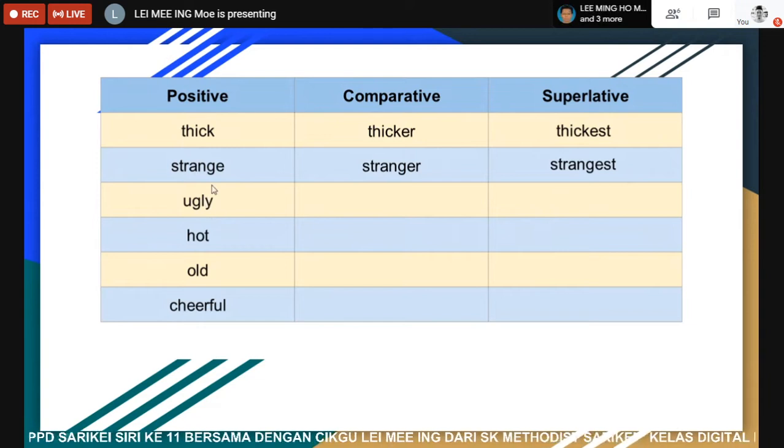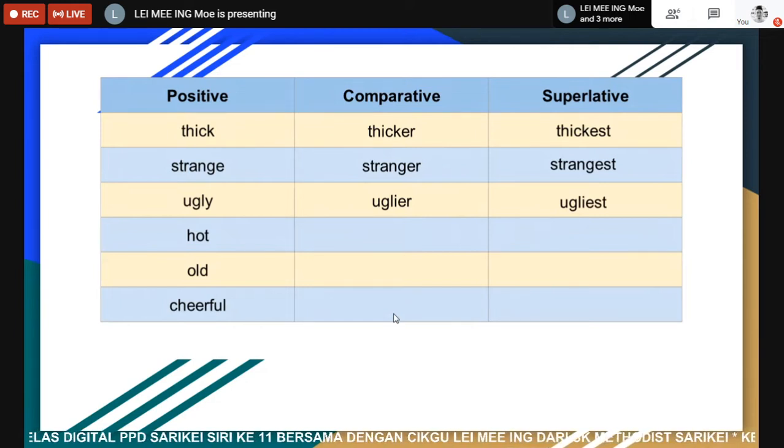We have Y as the last letter here. So the answer for ugly, the comparative form is uglier. You drop the Y and you plus IER. Right? And for your superlative form, you drop the Y, you plus IEST for ugliest. And next question, hot. Okay, hotter, hottest. Yeah, the answer is hotter.